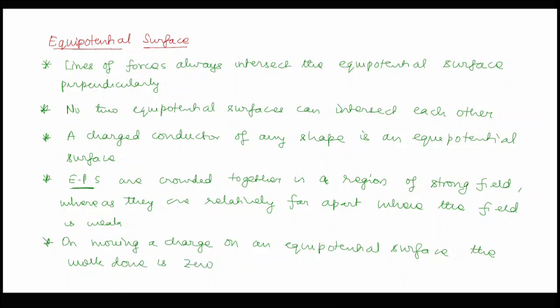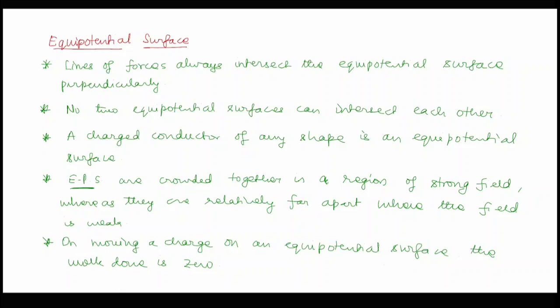We can also calculate work done as change in potential multiplied by the charge, and since there is no change in potential, we say that work done in such cases is zero. So these are the few points which must be first of all taken care of when we say that the surface is equipotential in nature.